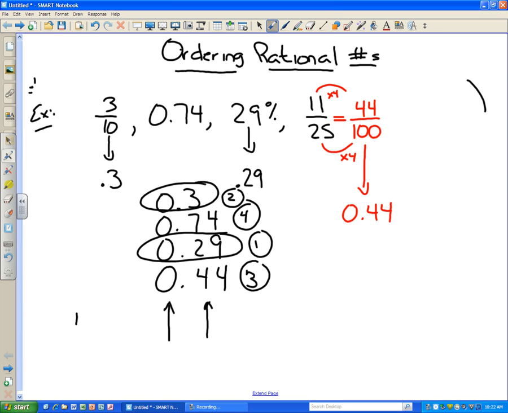Now you don't always have to change them all to decimals. You could choose to change them into all fractions. You could choose to turn them into all percents. That's a personal preference. I decided to turn them all into decimals. So that's ordering rational numbers from least to greatest.